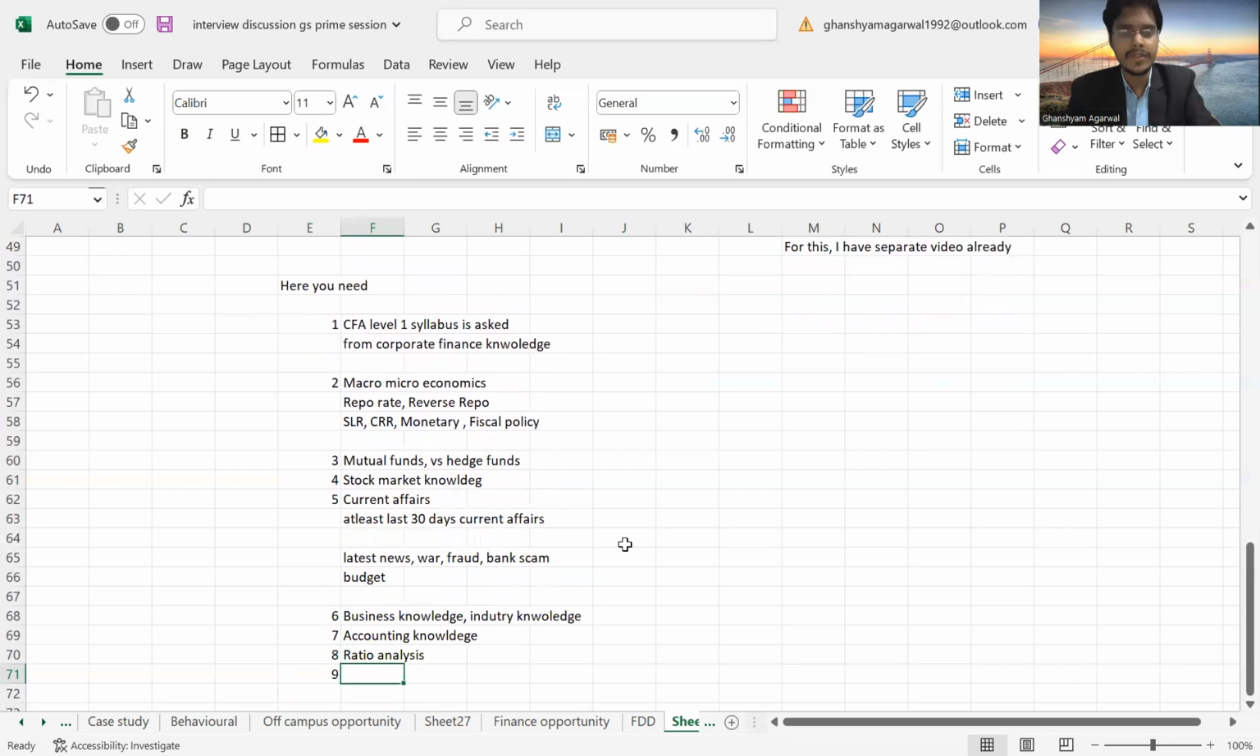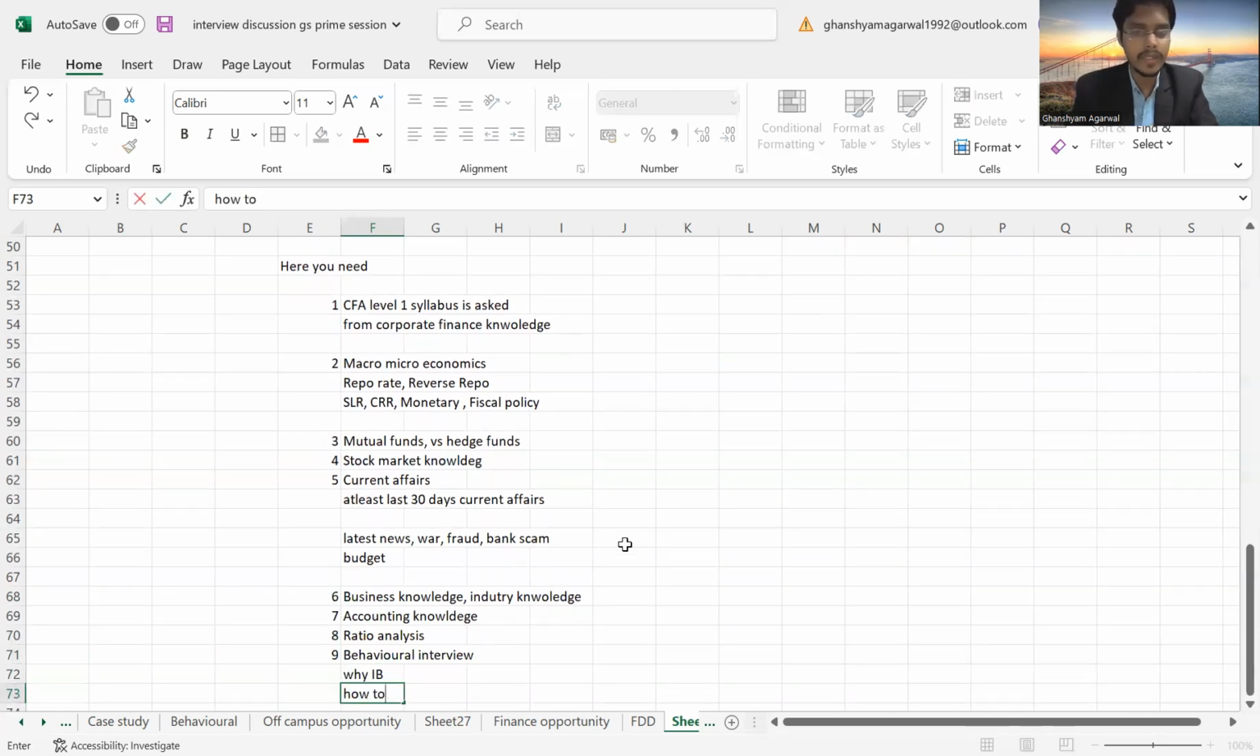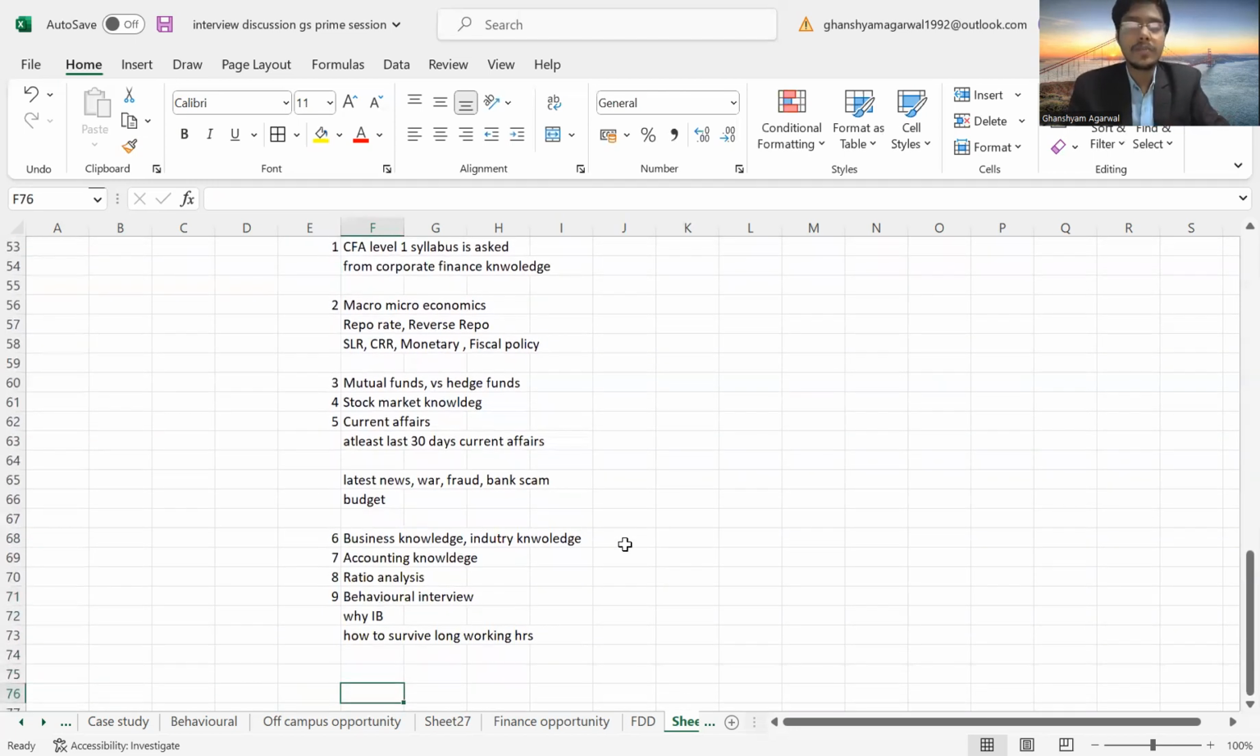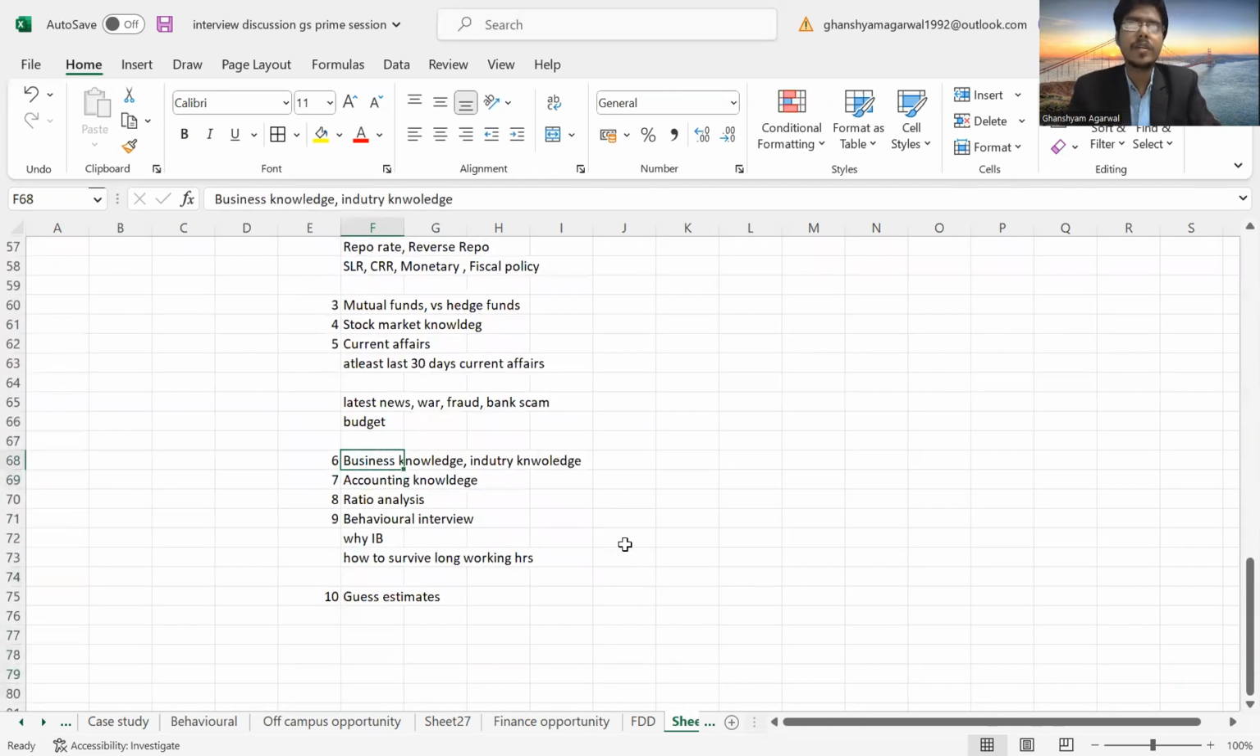Then definitely behavioral questions. Why investment banking? What is the expected salary? Behavioral interview. Why IB? How to survive long working hours. Then some guesstimates are there. Lots of questions are there. So these are the things that may be asked.